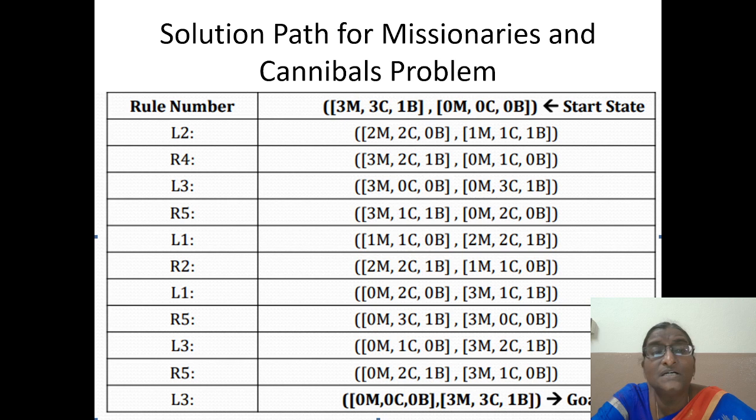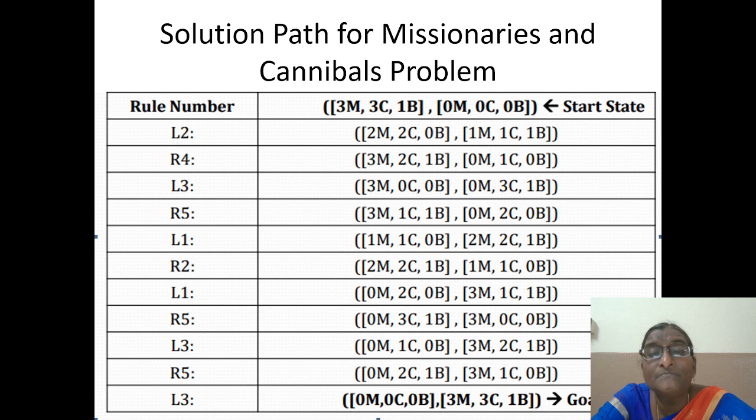Next, coming to the rule, L3 is applied now. When L3 is applied, with 3 missionaries and 2 cannibals, 2 cannibals can go to the other side. So if 2 cannibals are going from left bank to the right bank, on the right bank you have 3 cannibals there. The next rule which we can apply is R5.